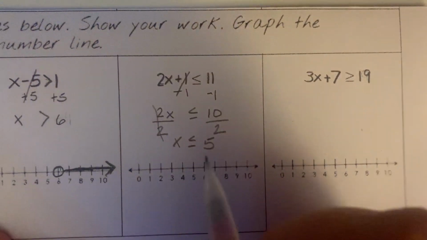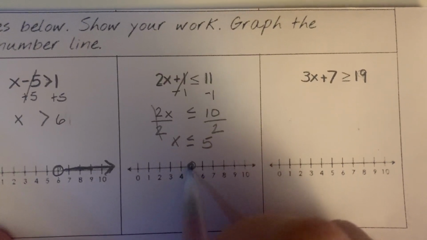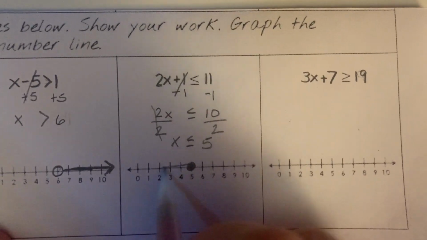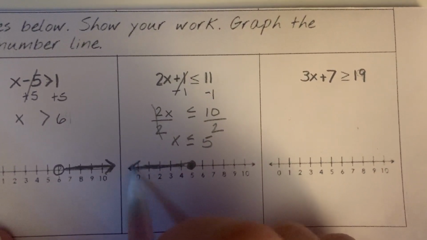So to graph that, I go to 5. This time I'm going to fill it in because I want it to be equal to 5, but I also want it to be less than 5. And numbers smaller than 5 go this way. So I'm going to shade this one this way.